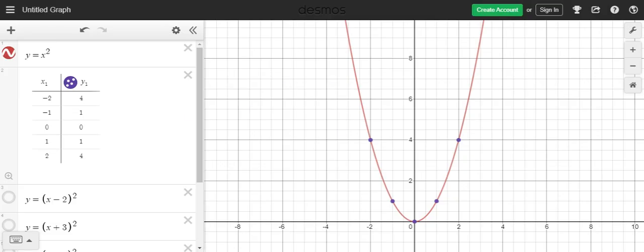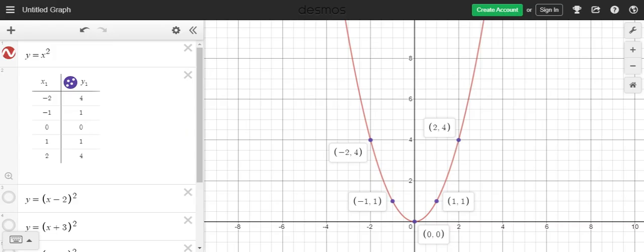So we have the vertex of the parabola opening upwards at the origin. Coordinates are 0, 0. Then we have these other points on the parabola, -2, 4, which is right here. And then we have -1, 1. And then we have 1, 1. And the graph of this parabola passes through the point 2, 4 as well. So the table of values is there. y equals x squared is the basic parent function.